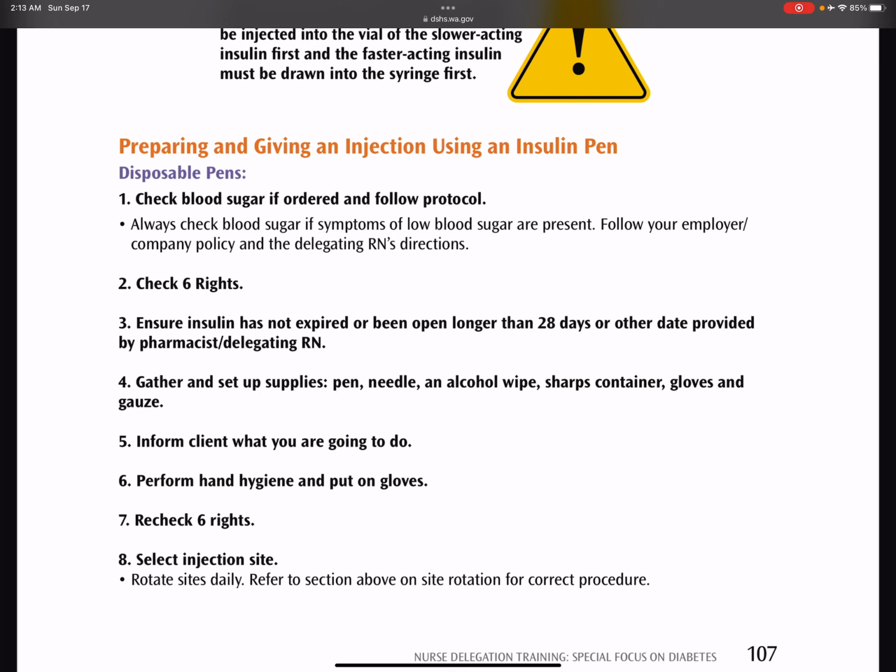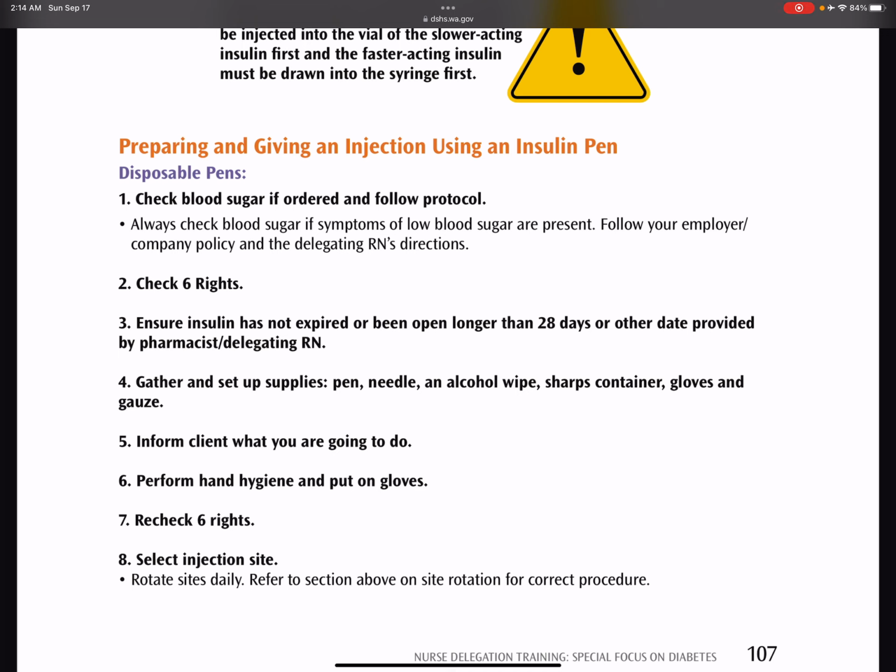Gently stir intermediate or premixed insulin. Turn the pen on each side and roll it between the palms of your hands. Clear insulin generally does not need to be mixed. Attach a new unused pen needle all the time. Screw or click the needle securely in place according to manufacturer instructions, remove the outer cap from the pen needle, and remove the inner cap to expose the needle.